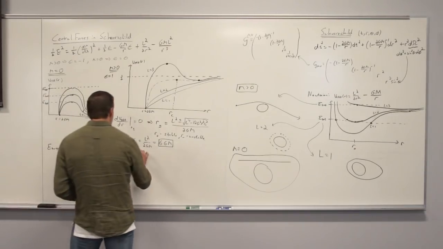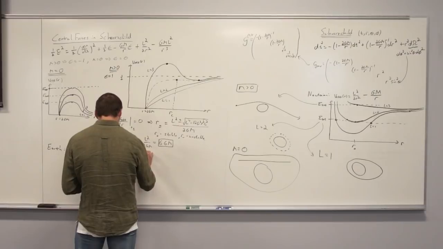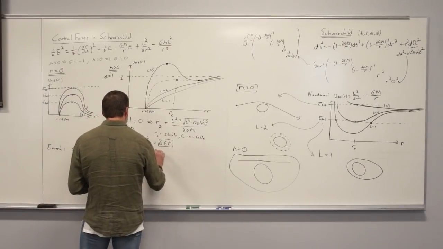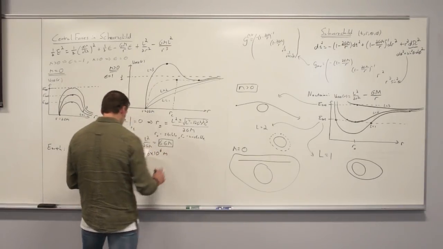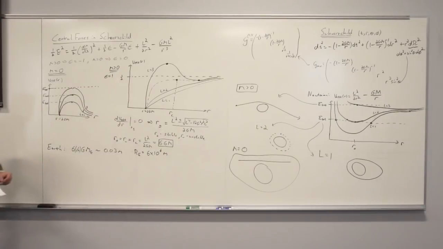Now, given the fact that the radius of the Earth is 6 times 10 to the 6 meters, that means that in order to test this, you would have to have something in orbit inside of the Earth. Which you can't do. Like, that's hard.